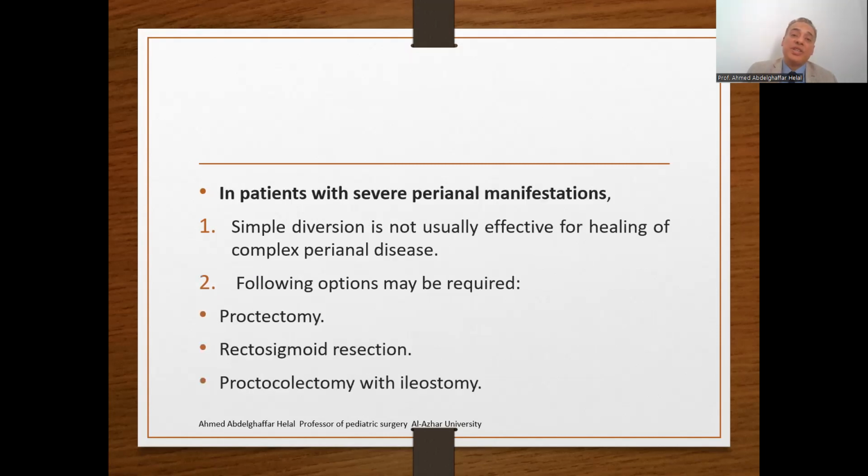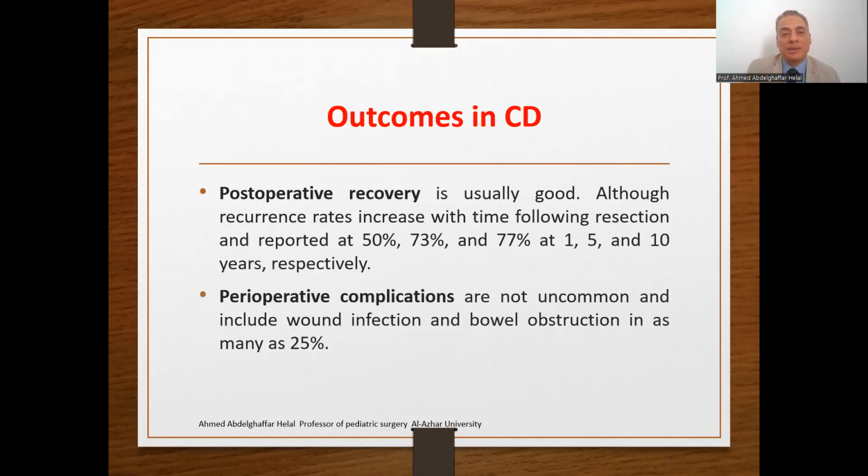In patients with severe perianal manifestations, simple diversion is not usually effective for healing complex perianal disease. Some options may be needed, like proctectomy, removal of the rectum, rectosigmoid resection, or proctocolectomy with ileostomy. So perianal disease in Crohn's disease is very important for the pediatric surgeon, and the management may be challenging. It is not present in ulcerative colitis.